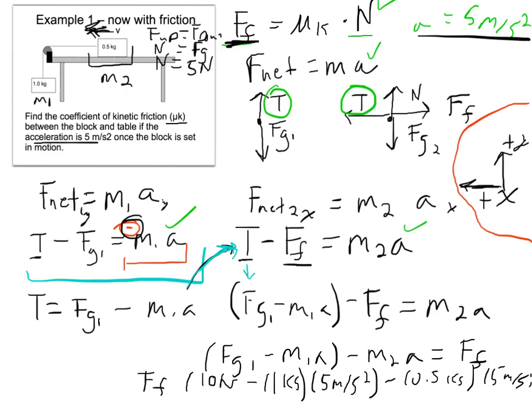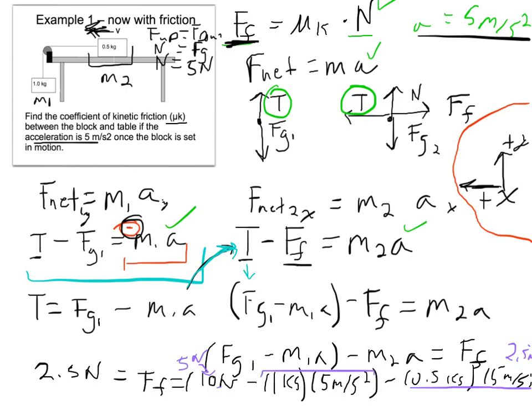So grab a calculator, try that out. I'm going to do the same, and let's see what we get. I found the force of friction to be 2.5 newtons. And just to review how I got that super fast, 10 newtons minus 1 kilogram times 5 meters per second squared. This whole term here would be 5 newtons. 0.5 kilograms times 5 meters per second squared, this would be 2.5 newtons. 5 newtons minus 2.5 newtons gives me 2.5 newtons.